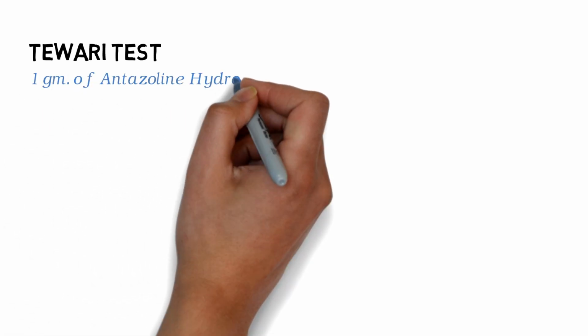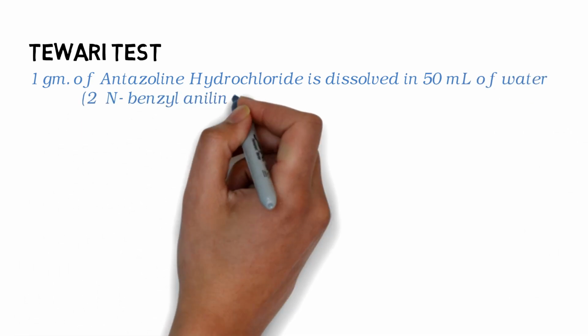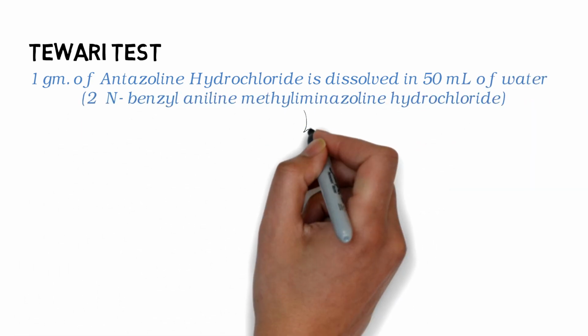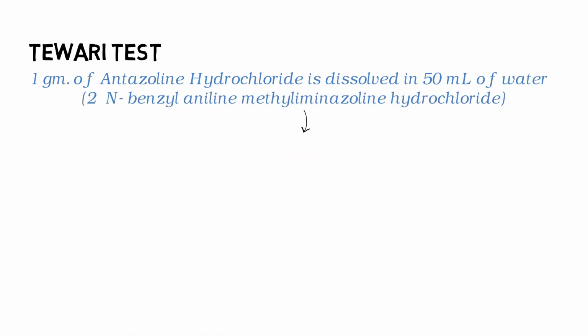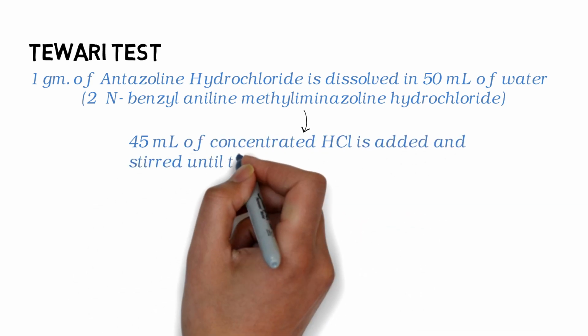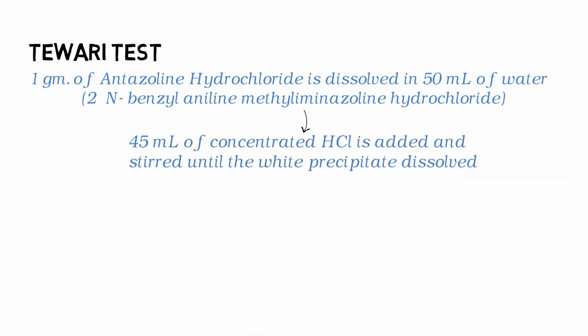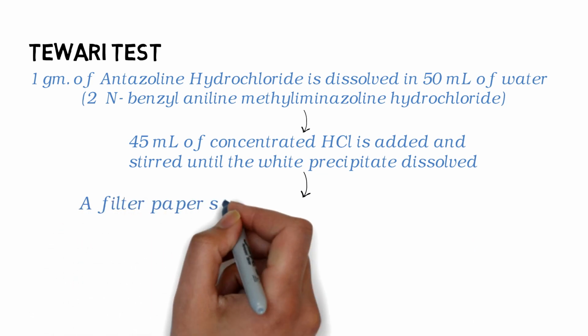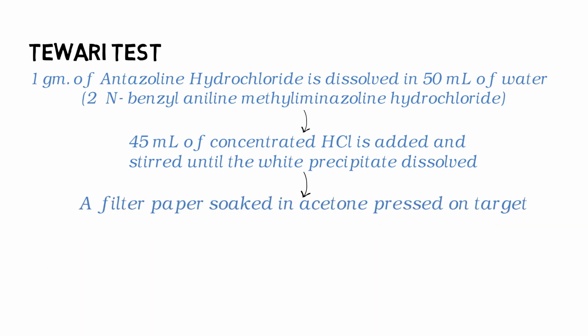Another test for gunshot residue analysis is known as the Tiwari test, which is also a modification of the Walker test, where 1 gram of antazulene hydrochloride is dissolved in 50 ml of water and 45 ml of concentrated HCl is added and stirred until the white precipitate is dissolved. After this, a filter paper is soaked in acetone and pressed against the target.